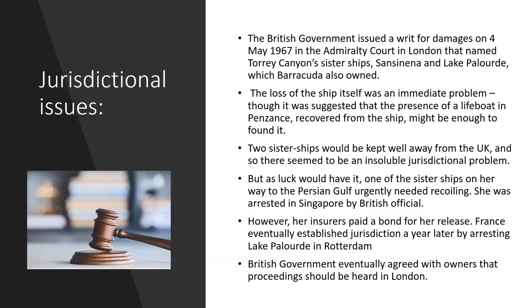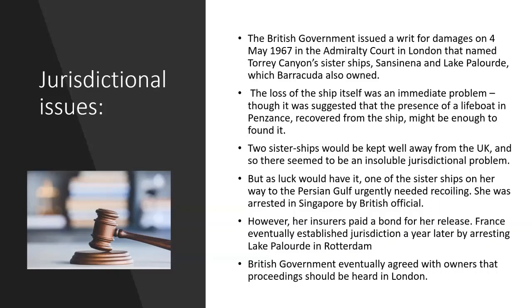But there was an immediate problem here because the initial ship itself, the Torrey Canyon, had itself sunk. There was a remaining lifeboat, but that wasn't really worth attaching. And the problem with the sister ships was that they were very unlikely to come within UK waters. So how were they going to be arrested?